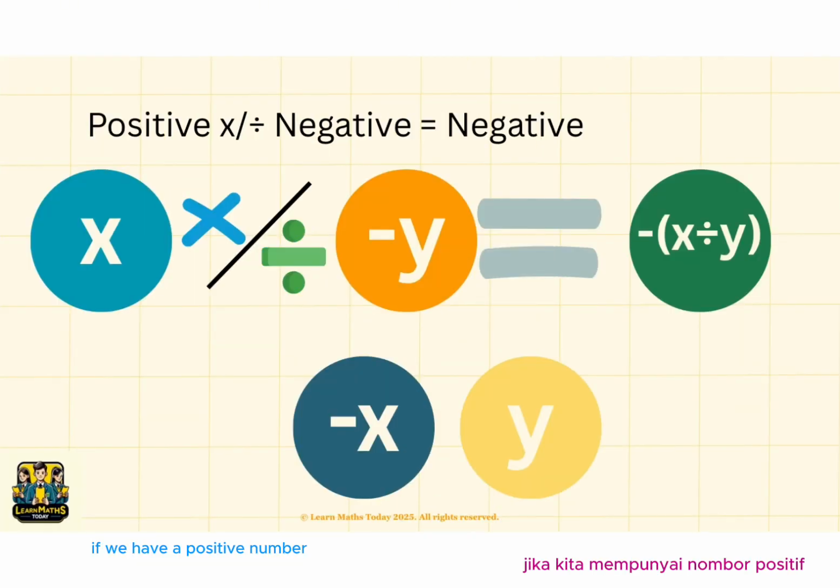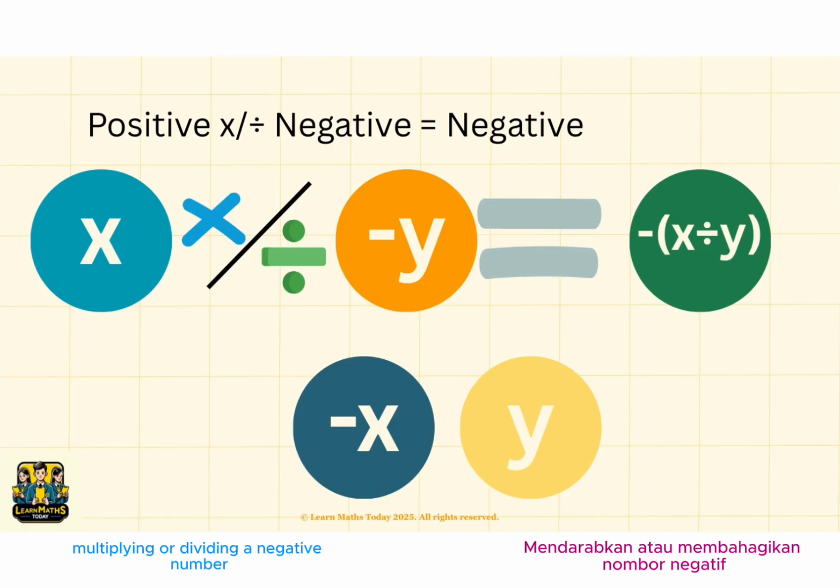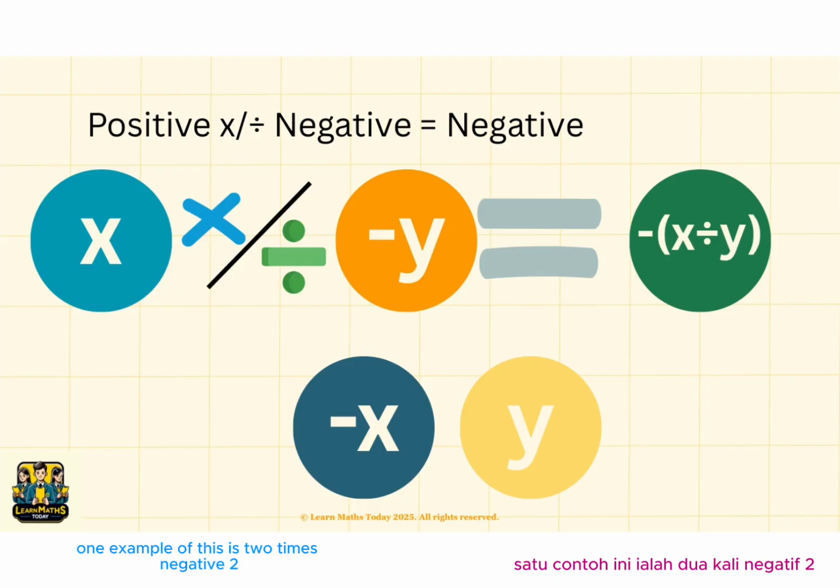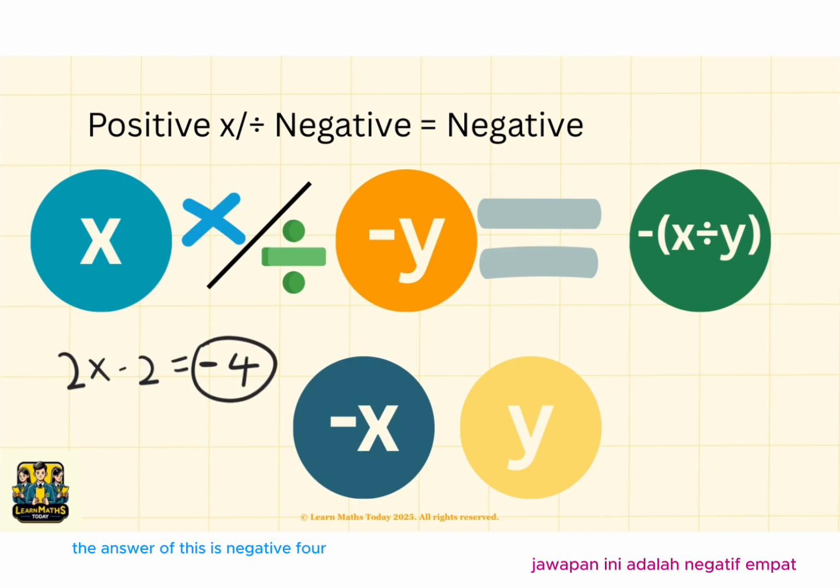If we have a positive number multiplying or dividing a negative number, you will get a negative number. One example of this is 2 times negative 2. So it will be a negative number. Then you take 2 times 2, you'll get 4. So the answer of this is negative 4.